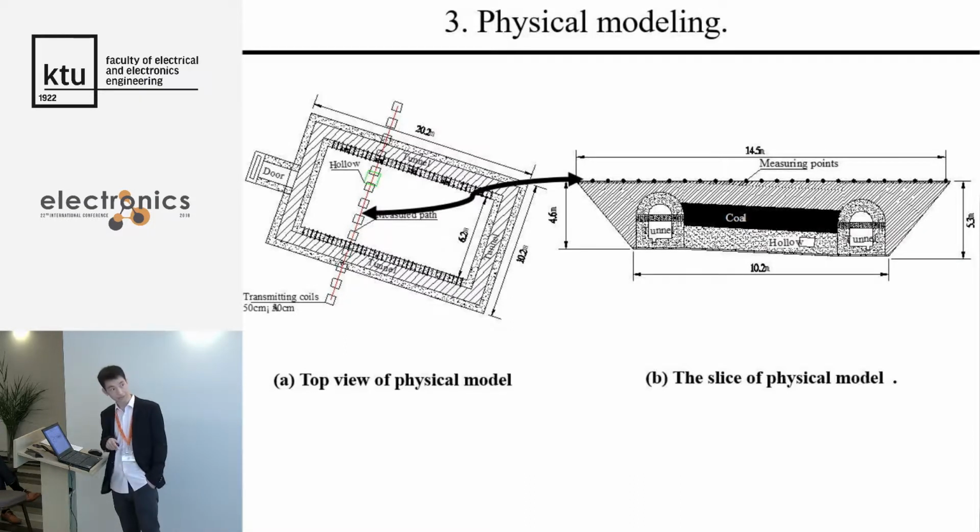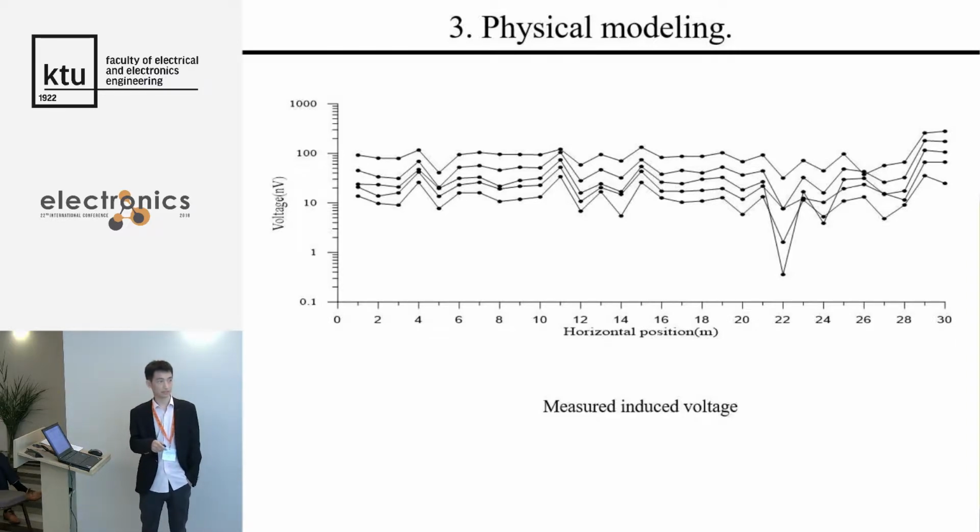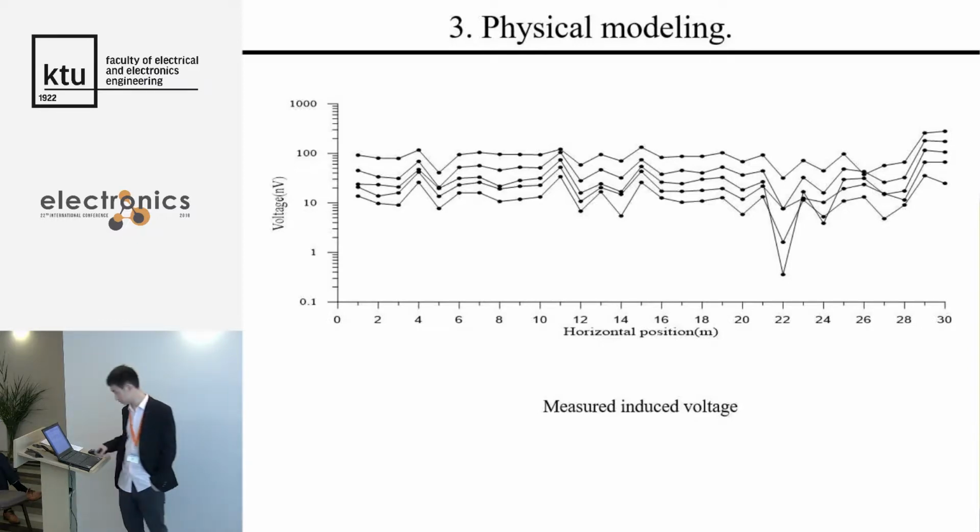This is the physical modeling, and we will get a physical actual testing result, which uses 5 turns. In each turn, there are 30 measurements along the distance, which means that there are 30 receiving points. This is the response, which is the acquired voltage.